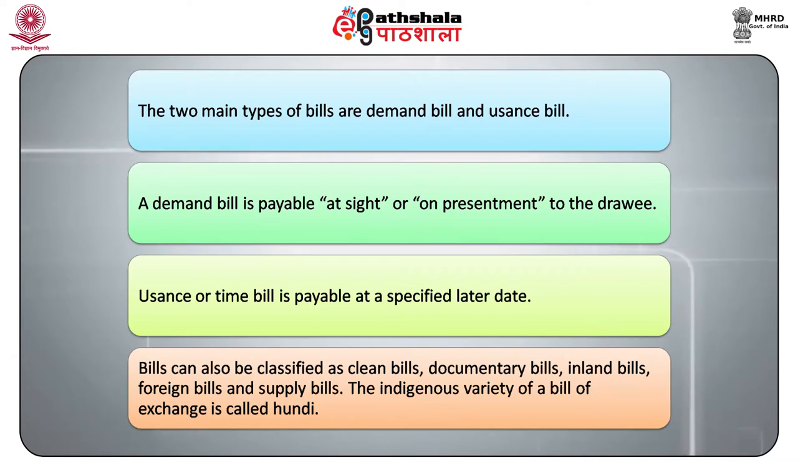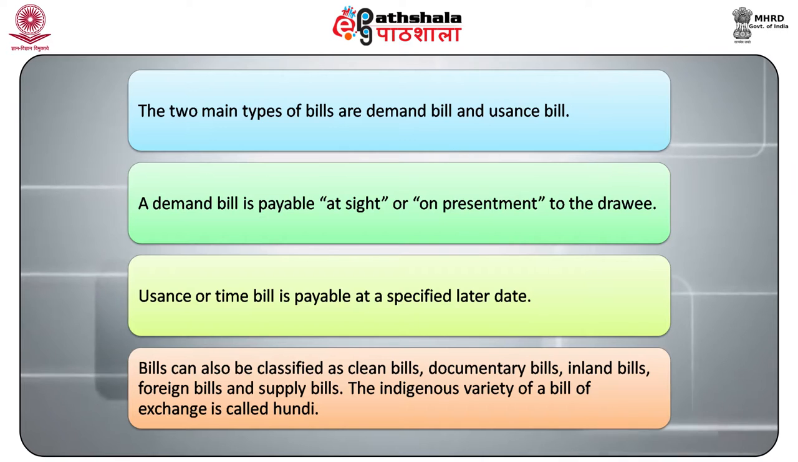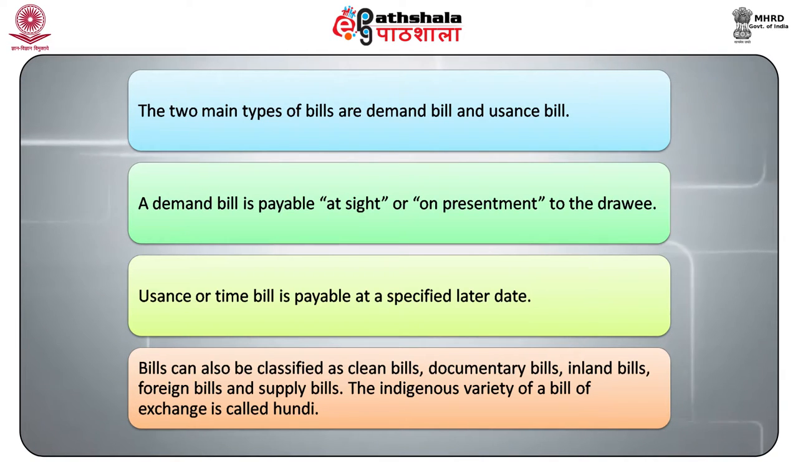Commercial bills are short-term negotiable and self-liquidating money market instruments with low risk. A bill of exchange is drawn by a seller on the buyer to make payment within a certain period of time. Generally, the maturity period is of 30 days till 180 days. The two main types of bills are demand bill and usance bill. A demand bill is payable at sight or on presentment to the drawee. Usance or time bill is payable at a specified later date.